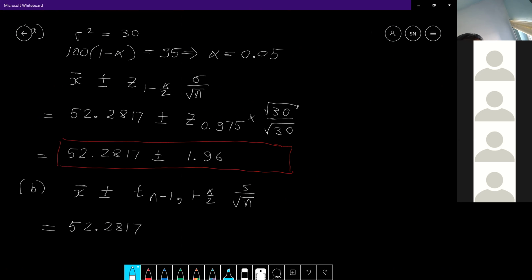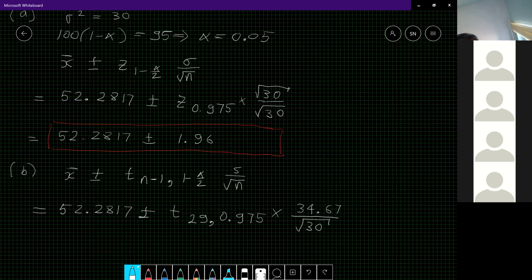52.2817 plus or minus t. N minus 1 is 29. 1 minus alpha by 2 is 0.975, multiplied by S. We already know what S is, 34.67, and root of n is root of 30.